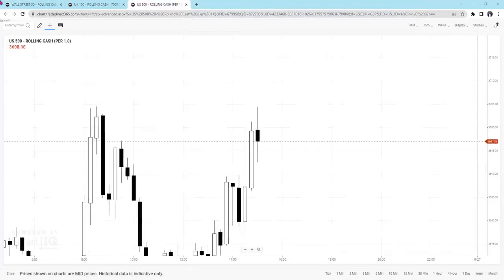I'm closing the other half here at even. Close the other half here for plus 6. So plus 46 in total, 40 on half and 6 on the other. That's the way I trade. When I feel that there's a momentum move, I'll add aggressively. If I feel that the market is stalling, I'll simply just trade the ranges.